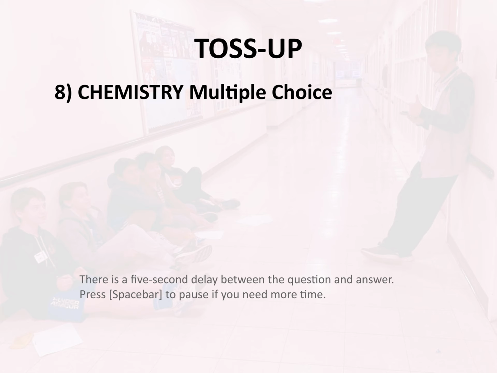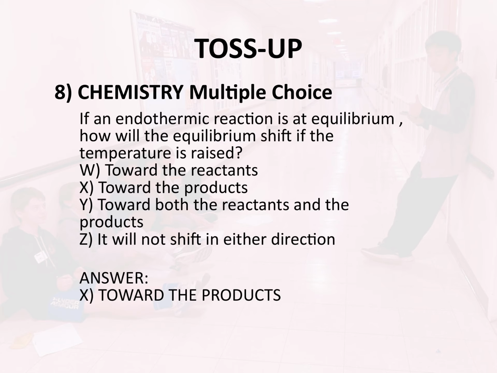Toss-up 8. Chemistry. Multiple choice. If an endothermic reaction is at equilibrium, how will the equilibrium shift if the temperature is raised? W. Toward the reactants, X. Toward the products. Y. Toward both the reactants and the products. Z. It will not shift in either direction. Answer, X. Toward the products.